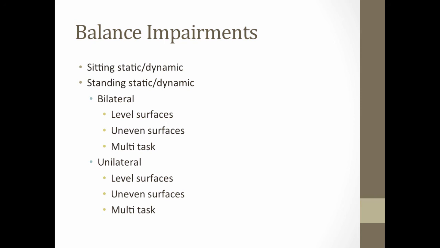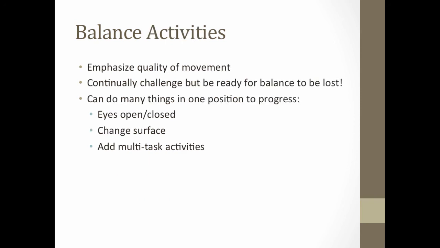We start with bilateral two-legged exercises on level surface, moving to uneven surfaces, and then have them multitask, maybe standing on both limbs, catching a ball from different directions. Once they look pretty good with that, get them on unilateral lower limb, starting again on level surfaces, moving to uneven surfaces, and then multitask, having them maybe be on a trampoline on one leg as you're tossing a ball to them.